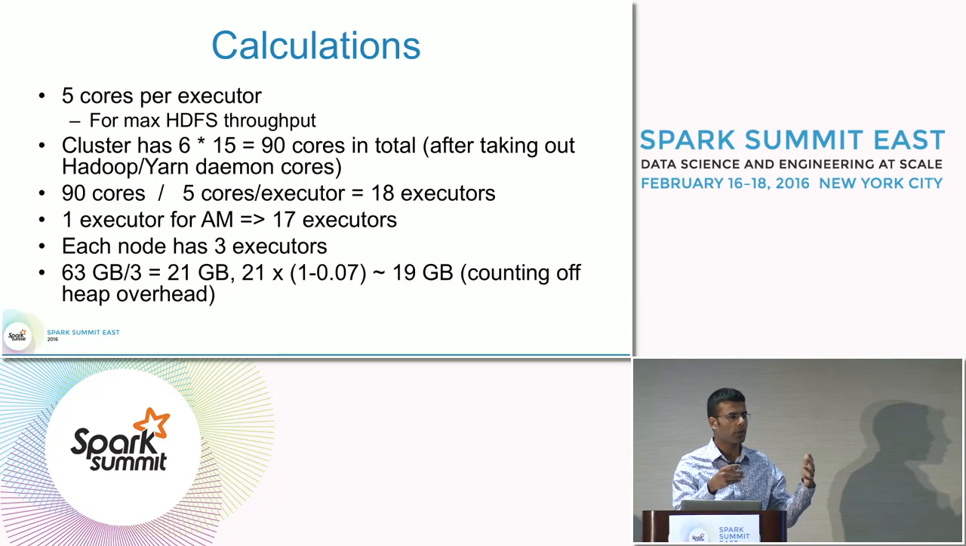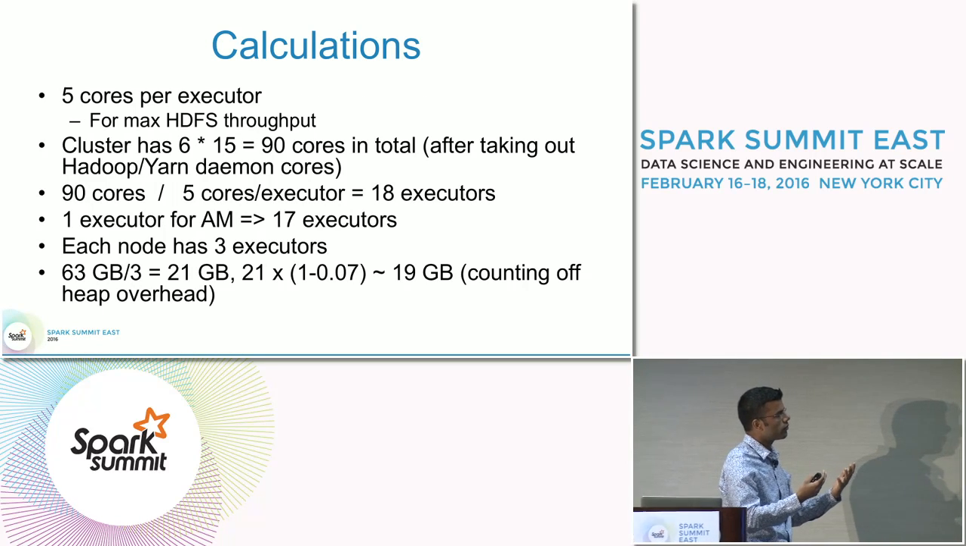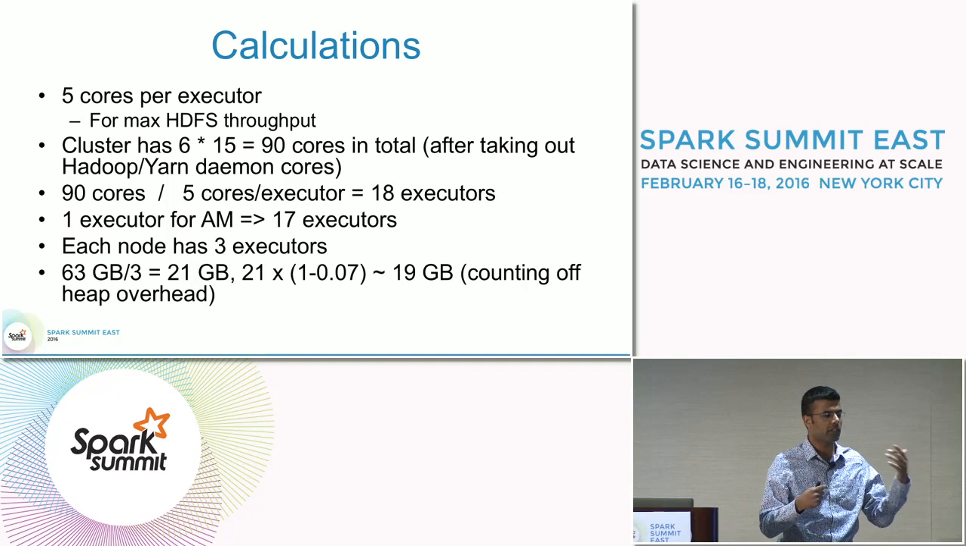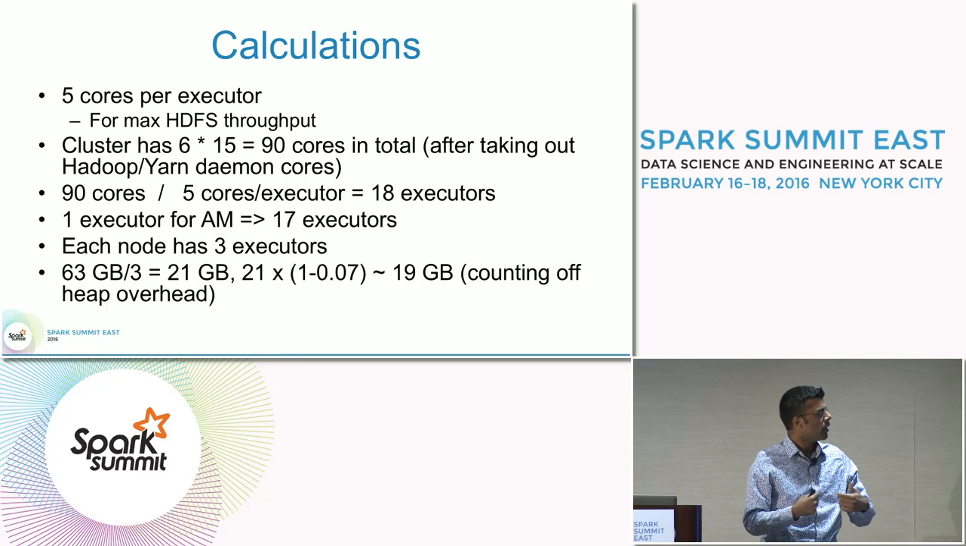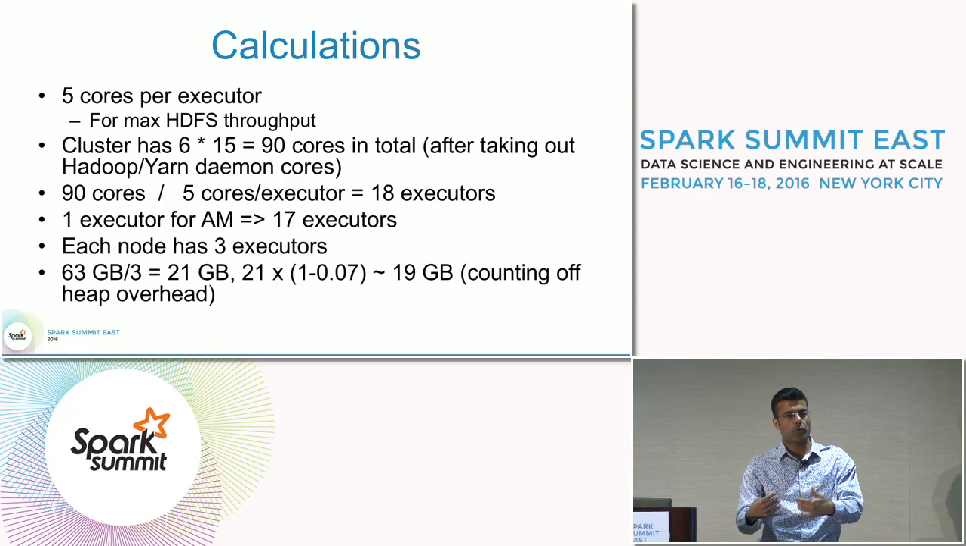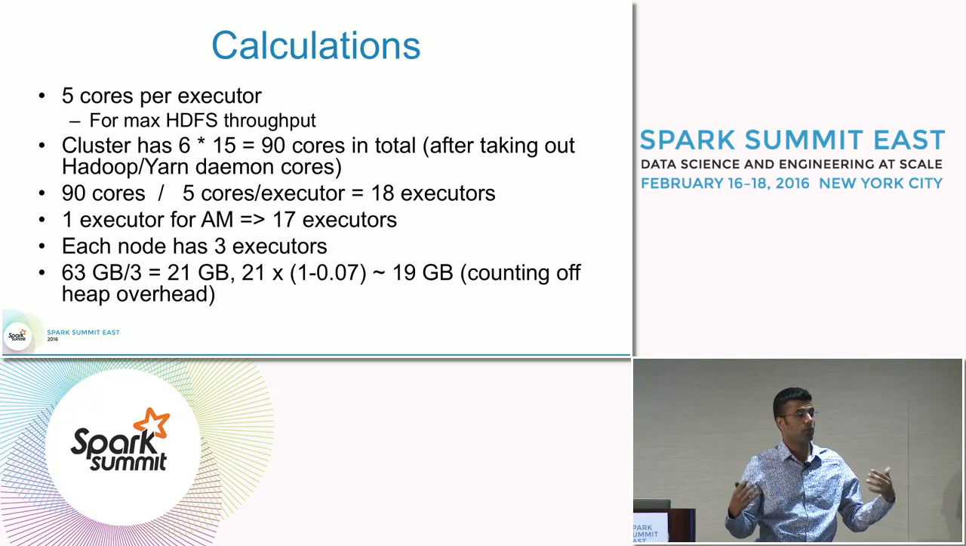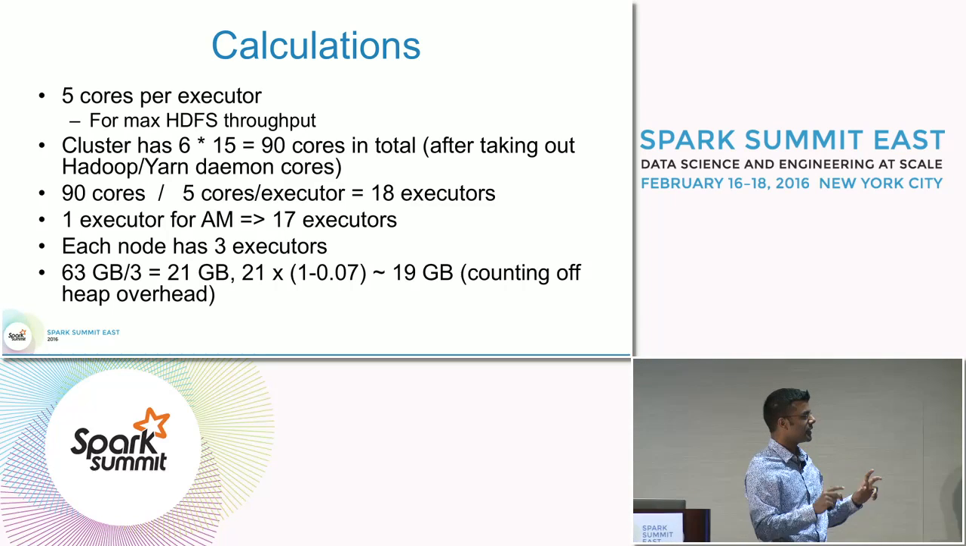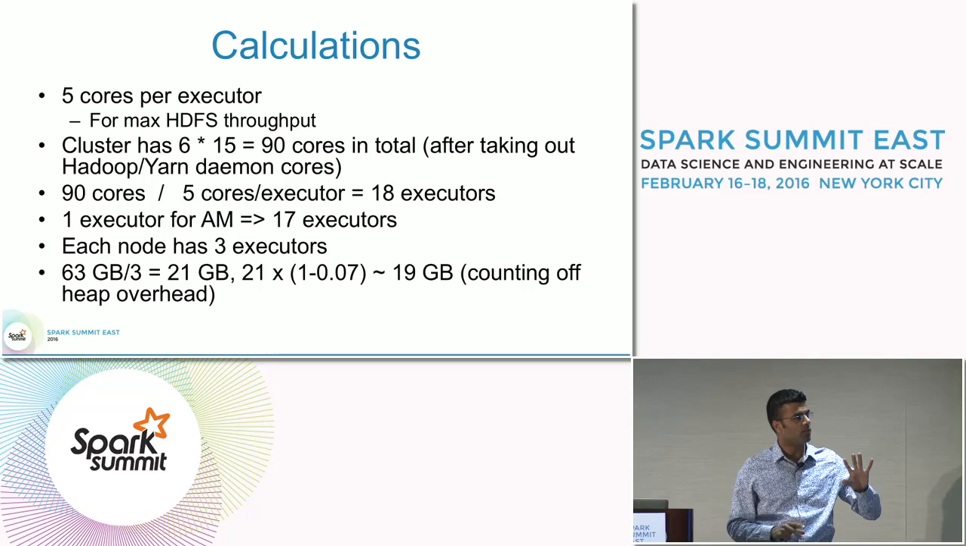We'll start from bottom up. We need only 5 cores per executor for maximum throughput. Our cluster in total has 6 times 15. Why 15? Because 1 core was set aside. So there's 90 cores in total. And then 90 cores divided by 5 cores per executor leads us to 18 executors in total. These 18 executors are spread across 6 nodes. We keep 1 executor aside for the Yarn application master. That leaves us with 17 executors that will run the real Spark application.